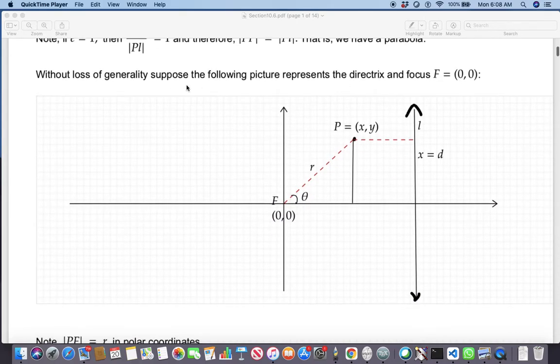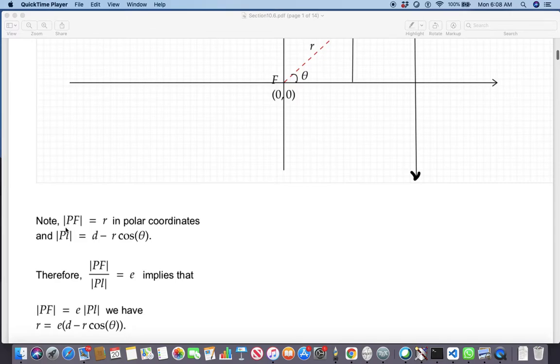Now suppose, without loss of generality, to understand more, that the focus is (0, 0), the origin. The directrix is the line x equals d, so it's a vertical line. And you have a point P whose distance from F is denoted by r. All right, so what is happening here? The distance of P from F is r in polar coordinates.